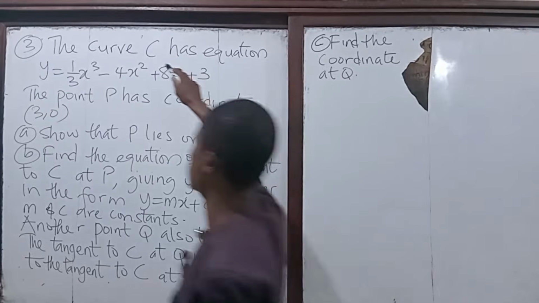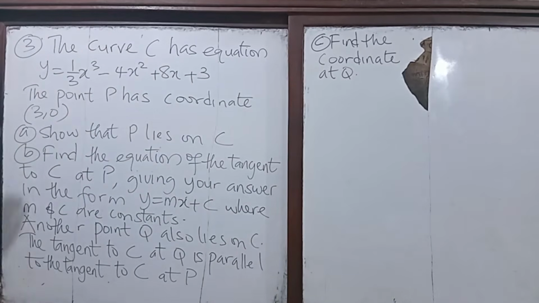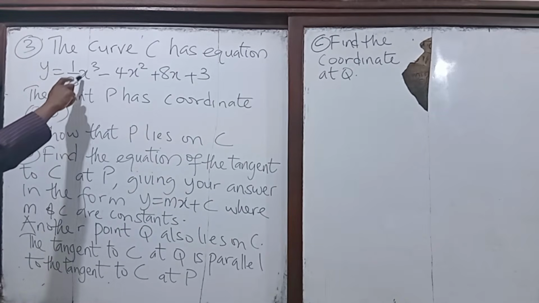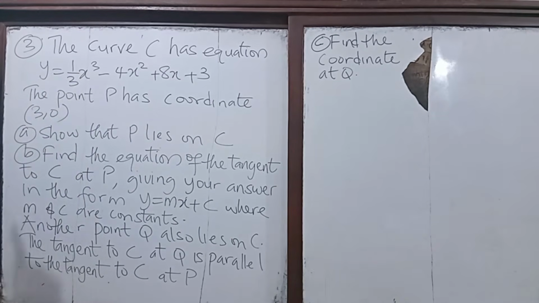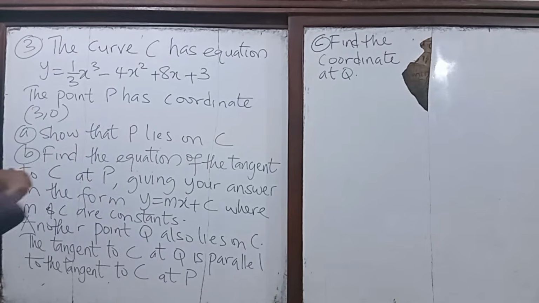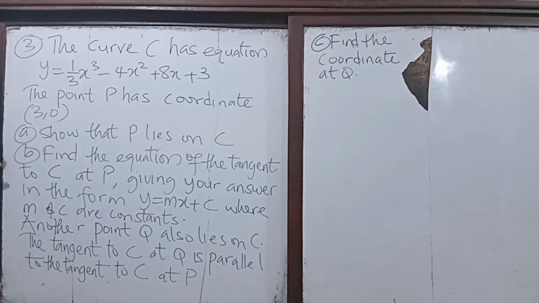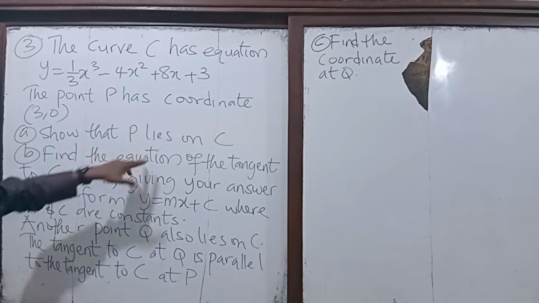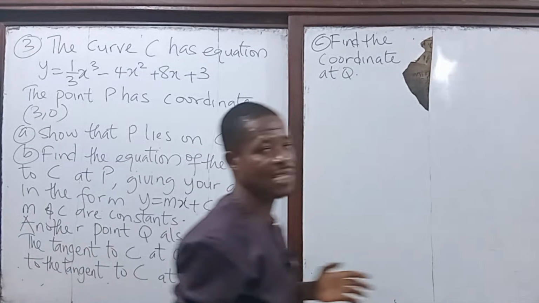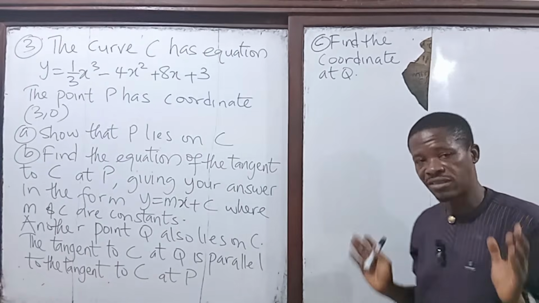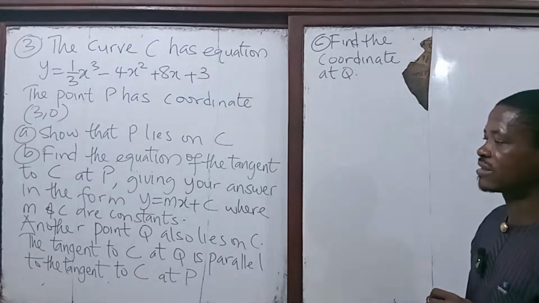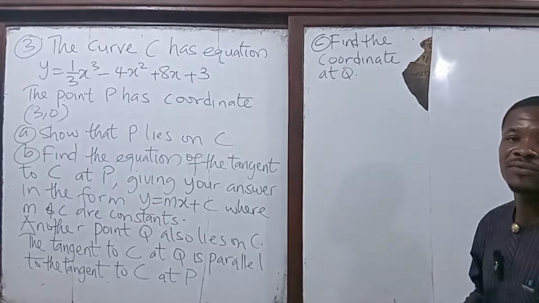The curve C has this equation: y equals 1 over 3 x cubed minus 4x squared plus 8x plus 3. The point P has coordinates (3, 0). Part A: show that P lies on C. Let's quickly do that, then we'll go to part B.